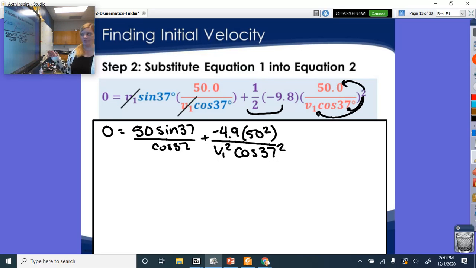Now, what you can choose to do is keep these pieces separated. What I think is going to be a lot easier for us is going ahead and condensing these down into actual numbers so that we can combine it all sooner and have less to look at. So I'm going to take 50 times the sine of 37 divided by the cosine of 37.